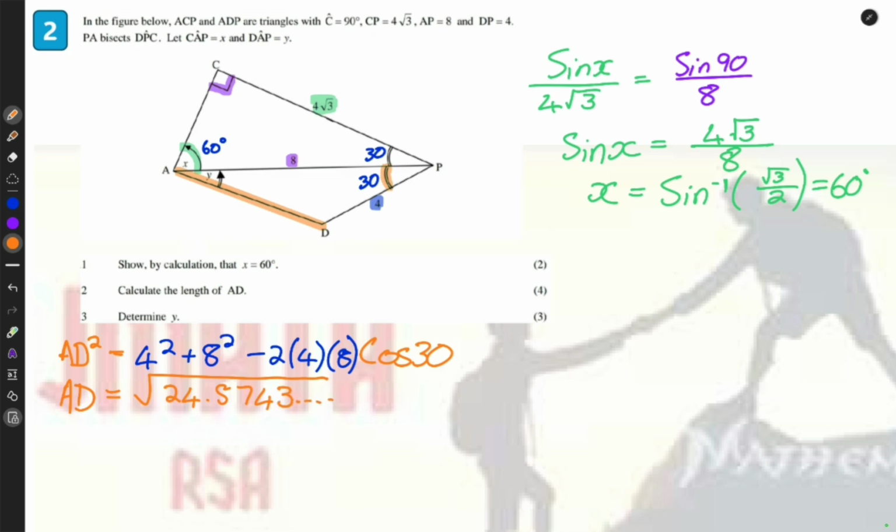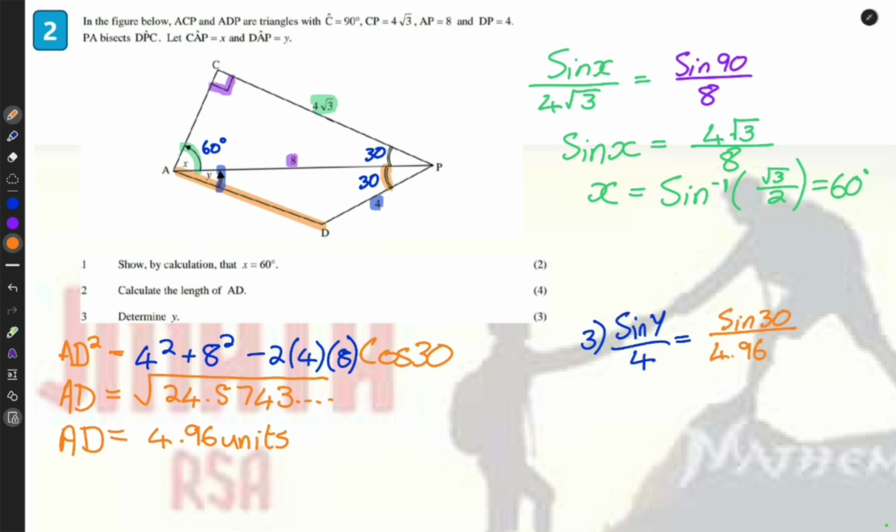24.5743... And then I just type it in my calculator, and then I am allowed to round off to 2 decimal places. According to my calculator, that is 4,957, but I can round off to 2 places, so 4,96. I don't know if it's meters or centimeters, so I just need to write units. Now for question 3, they want me to work out what is y, and if I just go with my colors, I can see y is blue, and it goes with the 4, so I have a couple, and I can then use sine rule.